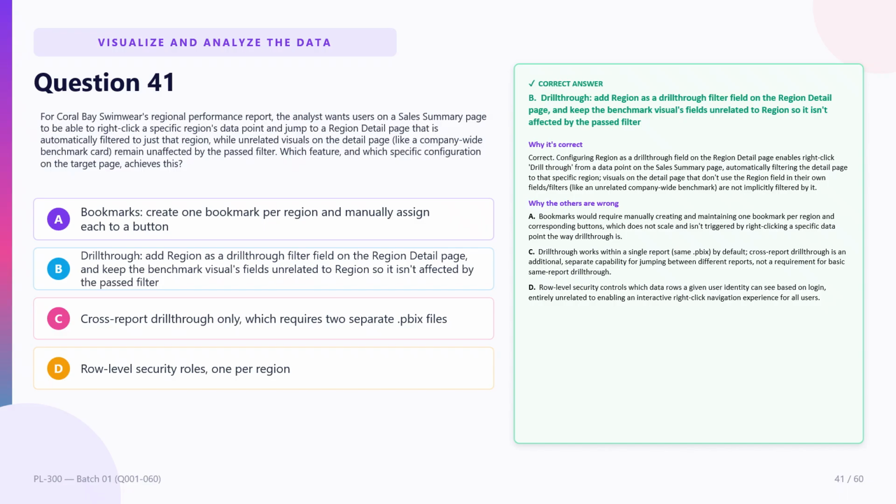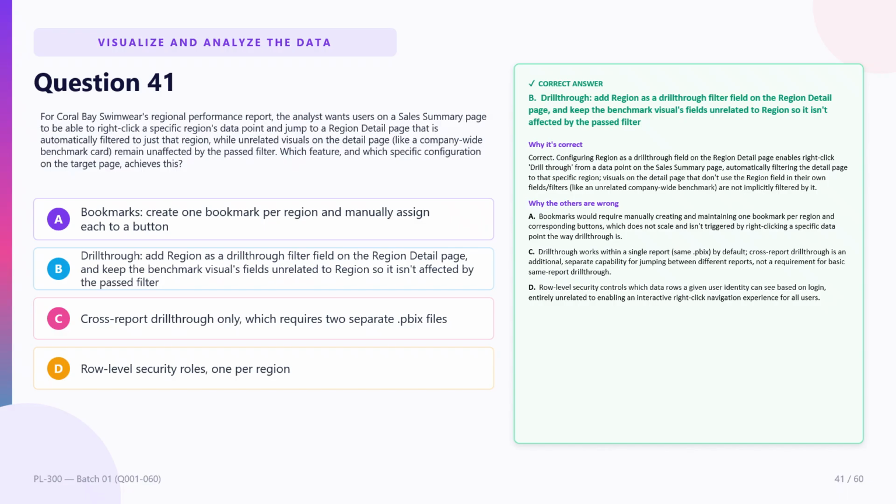The correct answer is B, drill-through. Add region as a drill-through filter field on the region detail page and keep the benchmark visuals' fields unrelated to region so it isn't affected by the pass filter. Here's why. Configuring region as a drill-through field on the region detail page enables right-click drill-through from a data point on the sales summary page, automatically filtering the detail page to that specific region. Visuals on the detail page that don't use the region field in their own fields/filters, like an unrelated company-wide benchmark, are not implicitly filtered by it.